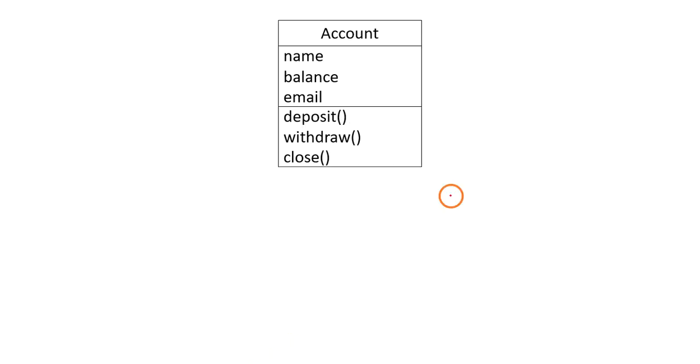Now let's look at the example. You have already seen this. We have one class called Account. This represents a bank account. A person will have one or more accounts, right? For the account, we are maintaining some information like the name of the person, the balance the person has in the account, and the email of the person. And what you can do on the account: you can deposit money into the account, withdraw money from the account, or decide to close the account.